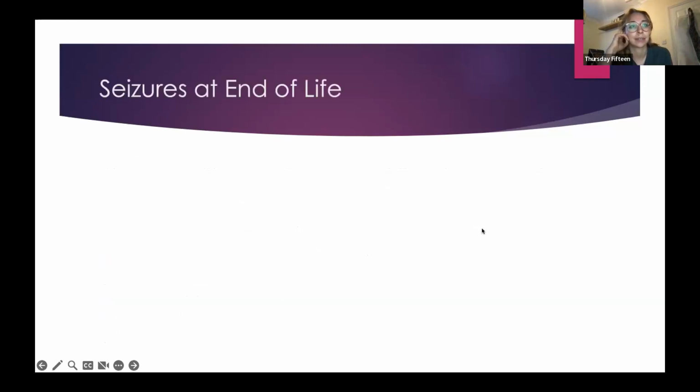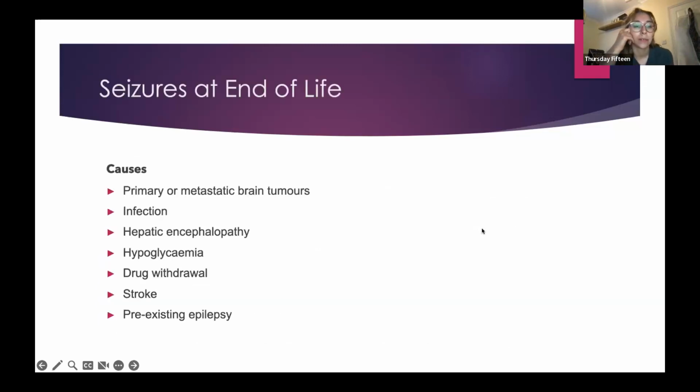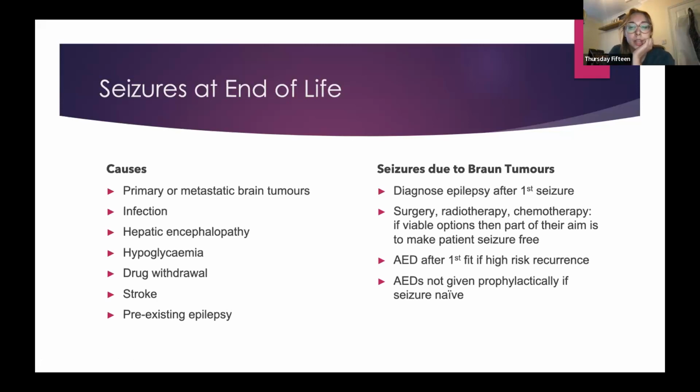So seizures at the end of life. Causes of them, so most commonly they're due to primary or metastatic brain tumours, infections, hepatic encephalopathy, hypoglycemia, drug withdrawal, strokes, or pre-existing epilepsy. And seizures due to brain tumours. So for these ones, we diagnose epilepsy after the first seizure. We consider surgery, radiotherapy, chemotherapy on a patient-by-patient basis. And if they're viable options, then part of their aim would be to make the patient seizure-free.